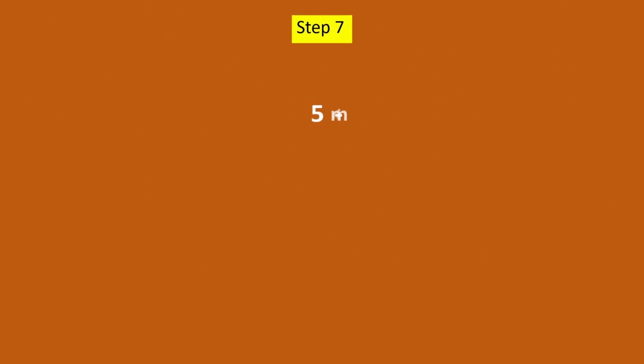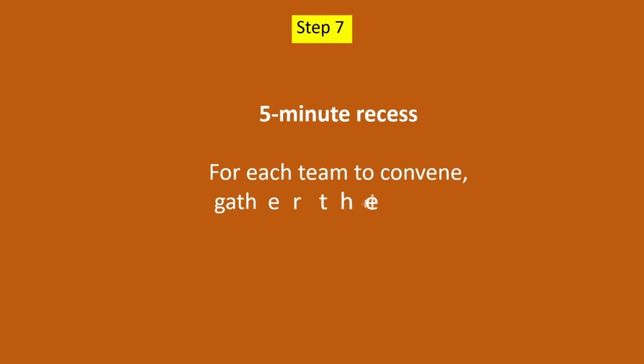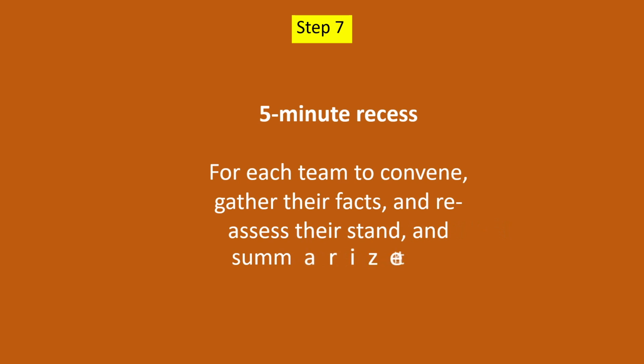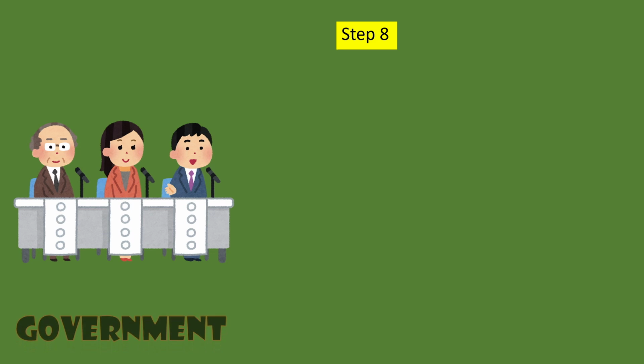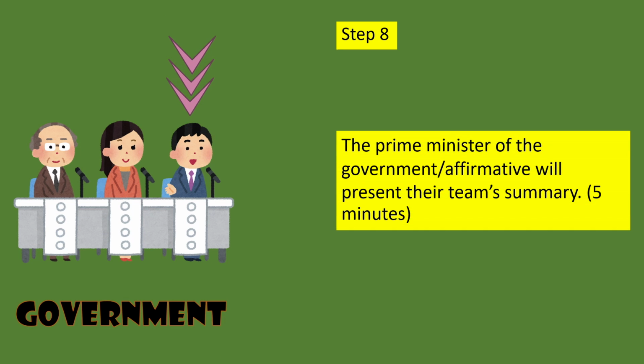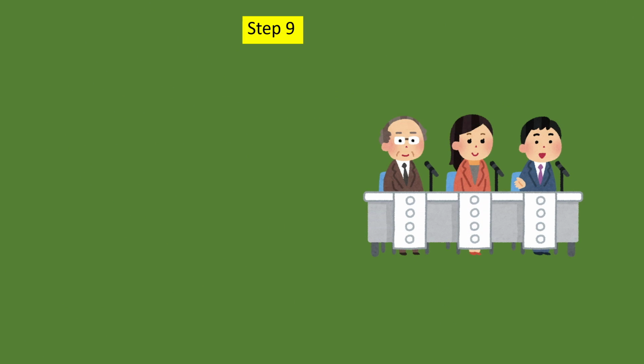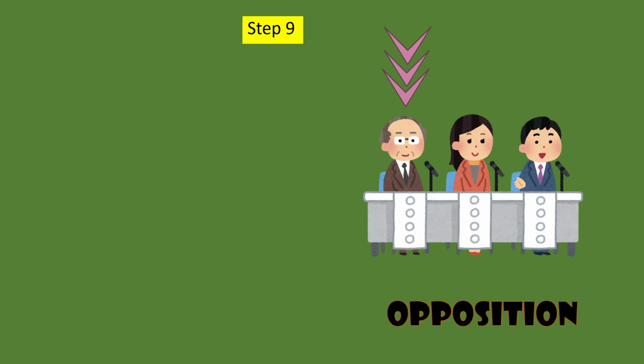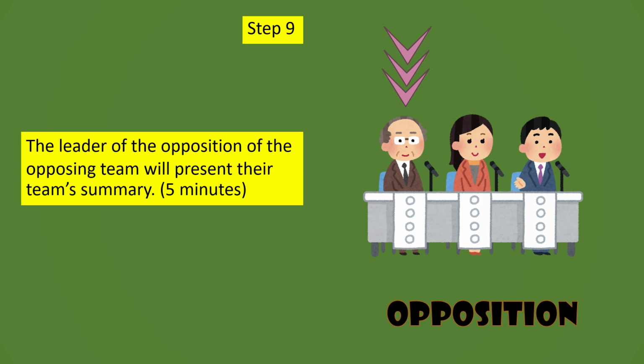Step 7. A 5-minute recess is given for each team to convene, gather their facts, reassess their stand, and summarize their case. Step 8. The Prime Minister of the affirmative will present their team's summary. Step 9. The leader of the opposition of the opposing team will present their team's summary.